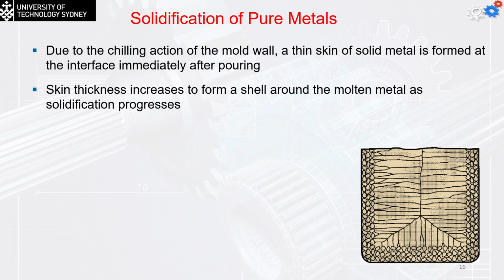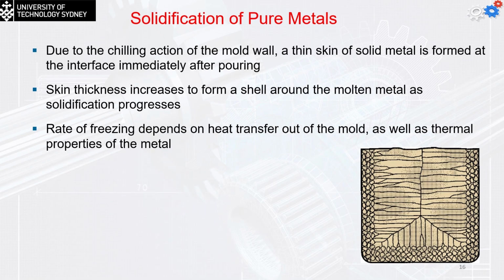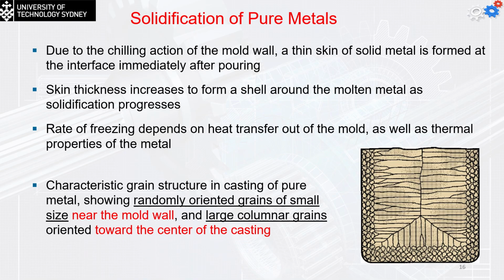So you can see the small granules in this photo. This is due to the chilling we had for the molten metal. The rate of the freezing will depend on the heat transfer out of the mold, as well as the thermal properties of the metal we are pouring. The characteristic grain structure in the casting of the pure metal shows randomly oriented grains of small size near the mold wall, while it's going to have large columnar grains oriented toward the center of the casting in the middle.